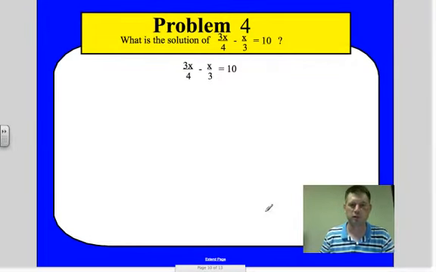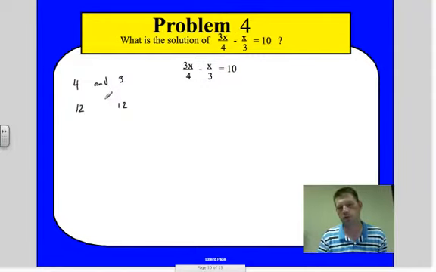Let's look at this problem here. What is the solution of 3x divided by 4 minus x divided by 3 equals 10? Well, I have fractions, so I have two routes I can do. I can multiply everything by 4 and then multiply everything by 3, or I can just find the common denominator. What is my common denominator between 4 and 3? 4 goes 4, 8, 12. 3 goes 3, 6, 9, 12. I can go through that relatively quickly and find the first one that matches up. A quick way is you could always just multiply the bottoms together.